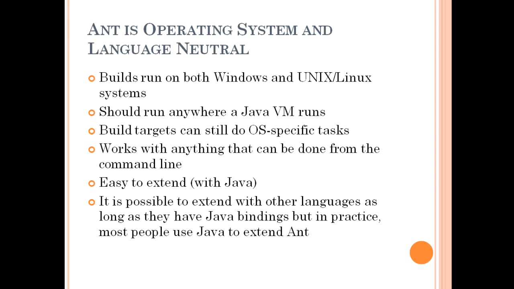Now, builds run on both Windows and Linux. Wherever there is Java installed, ANT should run. Even though the same script can run on multiple operating systems, you can still say I want this task to run on Windows, and I want this task to run on Linux. You can still separate these tasks based on OS level. You can extend it easily.